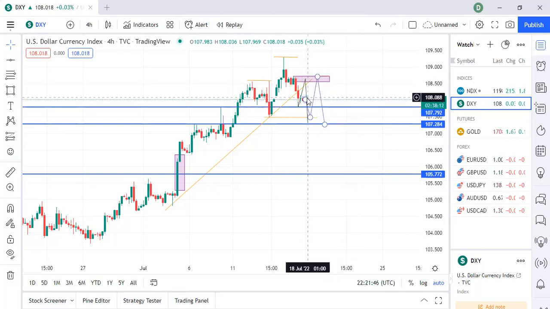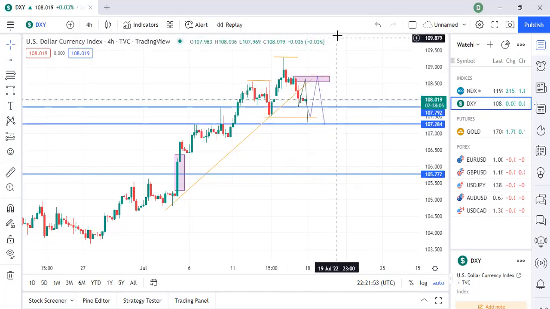So that is the first scenario. Then the second scenario is that price will just push down to the neck area here, and then you'll see price push back up. So I have three different scenarios here.